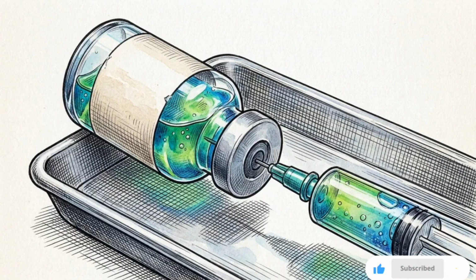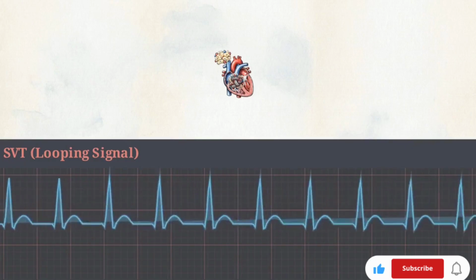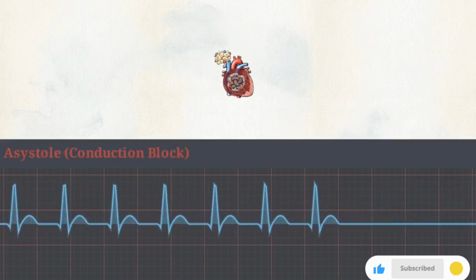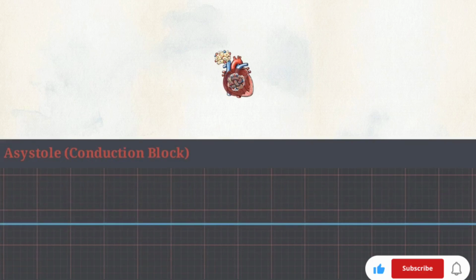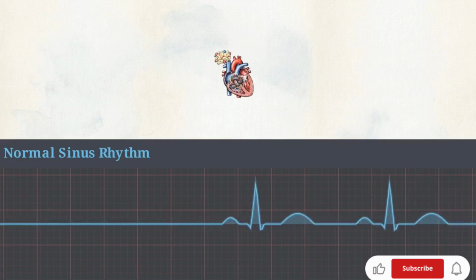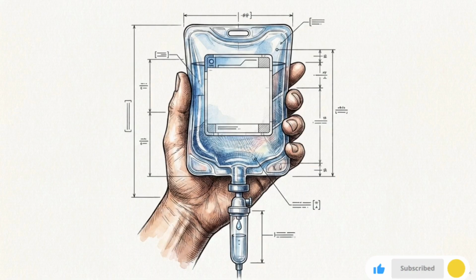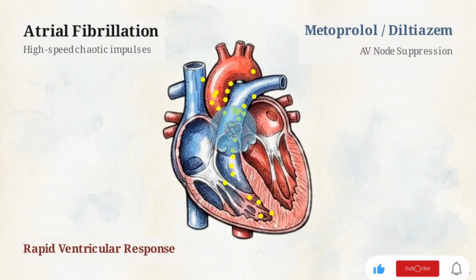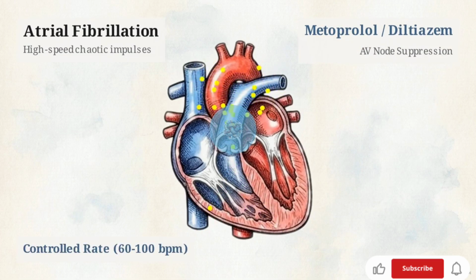The primary tool for this is a 6 mg rapid intravenous push of adenosine. Adenosine works by temporarily blocking electrical conduction through the AV node entirely. As you can see on this monitor trace, adenosine produces a highly stressful side effect. By blocking the AV node, it essentially stops the heart, causing a few seconds of flatline asystole before the natural pacemaker takes back over. If adenosine fails to break the loop, or if the rhythm is atrial fibrillation, providers turn to other rate-controlling drugs. Medications like Metoprolol, a beta blocker, or Diltiazem, a calcium channel blocker, suppress the AV node to slow the ventricular response.